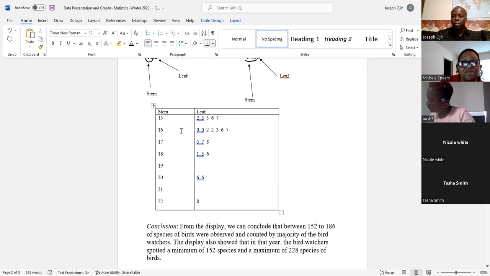Am I right or wrong? Can you see my hand, my cursor moving? You're right. Yes. So most of the species are concentrated. So this means that between 152 species and 186 species of the birds were observed or spotted by the majority of the bird watchers. Now, does anybody have a question for me on this?